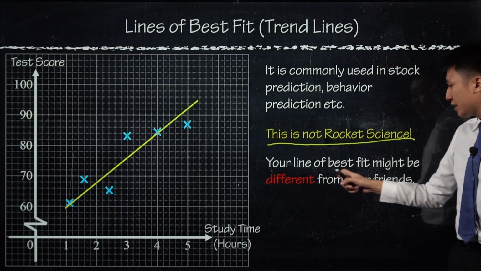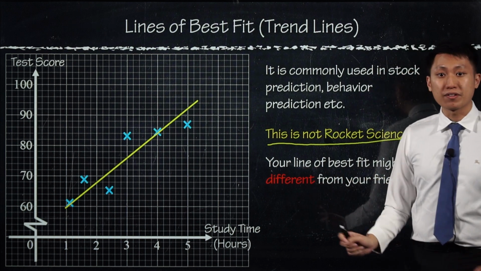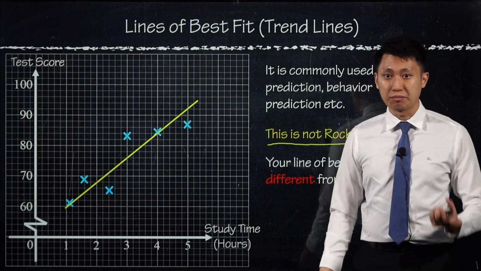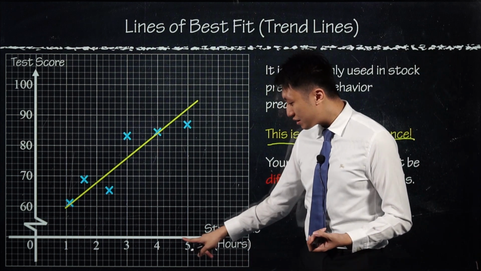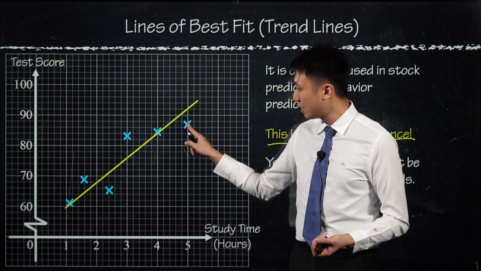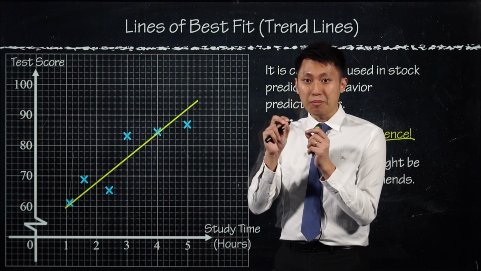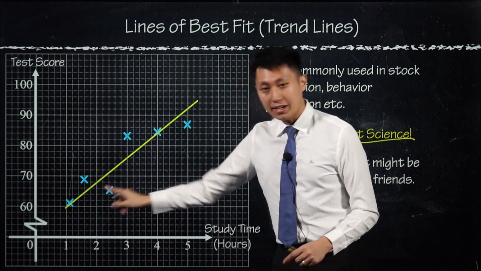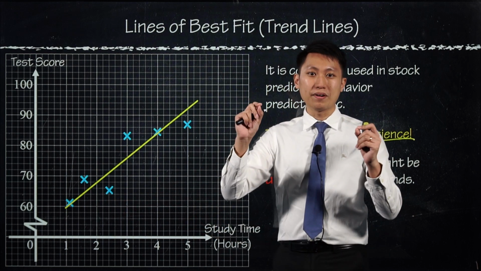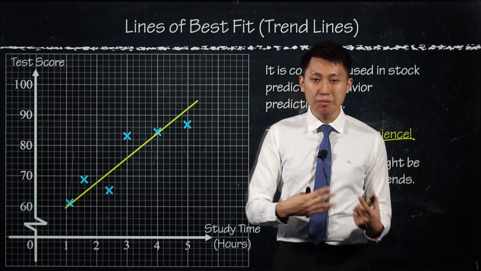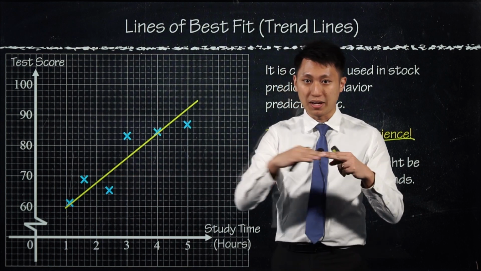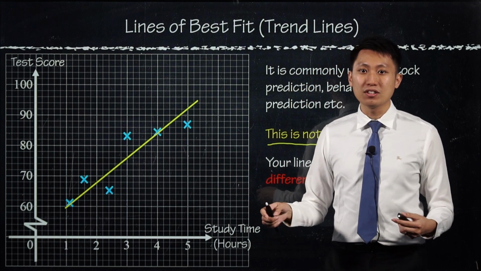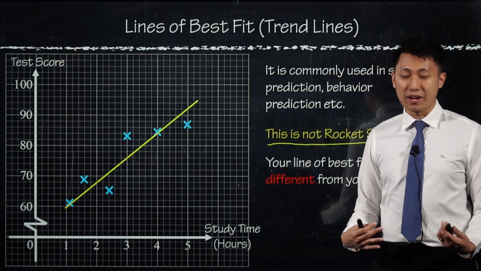Your line of best fit might be different from your friend's, because sometimes you measure this one, maybe this point you draw a little bit off, but still not too far away. But then another point is a little bit off also. So with 2 points and more points a little bit off, the things will not be so aligned, right? We can't say that you are wrong, just that there is some human error and so on.